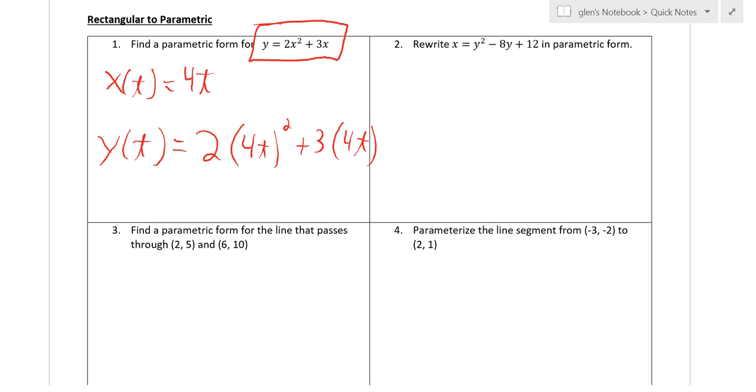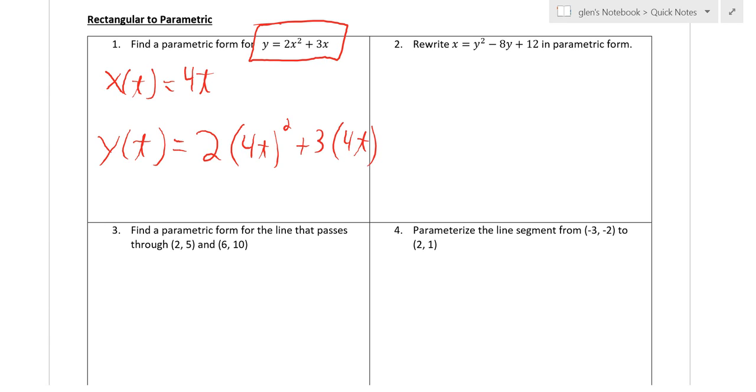These are all excellent guesses. The coordinates are all the same, though. X is going to grow faster because it's 4t now. Does that make sense? So all it's going to do is graph the parabola faster. That's it. Does that make sense? Now every time t goes up 1, x goes up by 4.